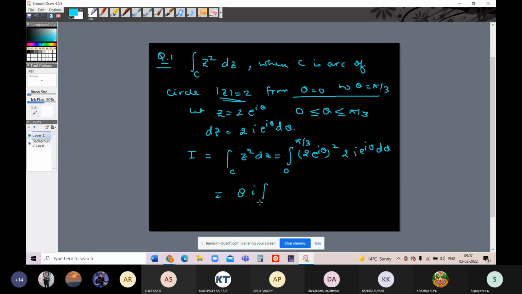So it will be 8i integral from 0 to pi by 3 of e^(2i theta) into e^(i theta). This will give you e^(3i theta) d theta. So after integrating it with respect to theta, you will get the required result. Okay.